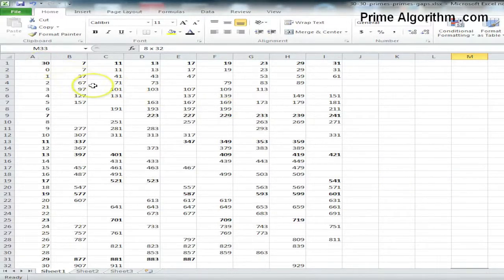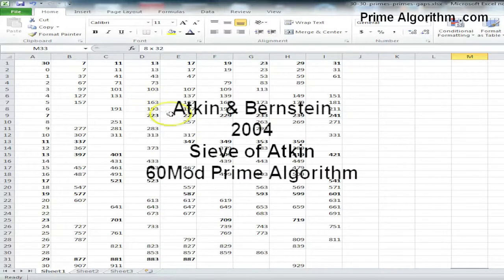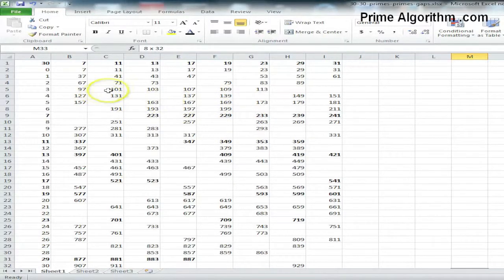Now, about 10 years after I released this algorithm, and I did discuss 60 mod, 90 mod algorithm in the 1990s, a couple math people by the name of Atkins and Daniel Bernstein came up with 60 mod, which I had already discussed in my initial work in the 1990s. Bernstein and Atkins came up in 2004 with 60 mod, which is just doubling this simple 30 mod channel. So it's just laying out the graph a little bit different, or rather the spreadsheet.